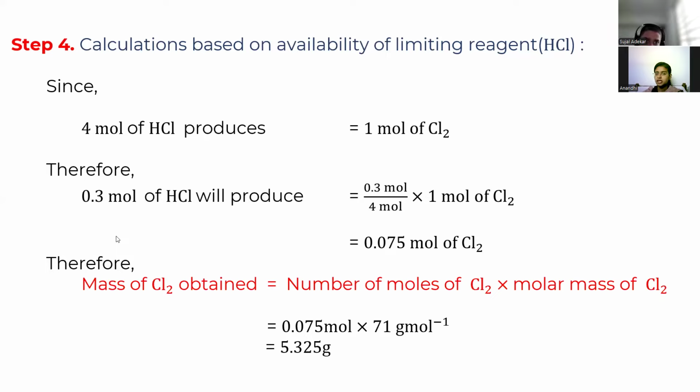If you are getting the limiting reagent as MnO2, then you have to proceed with the fourth step using the number of moles of MnO2. To find out the mass, to find out the moles, the first step is finding out the limiting reagent from the first 3 steps.